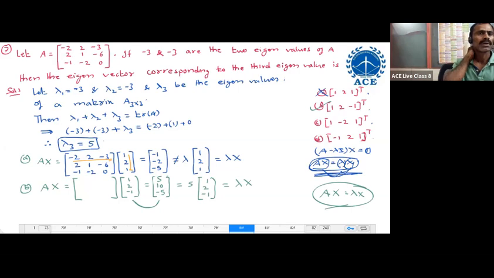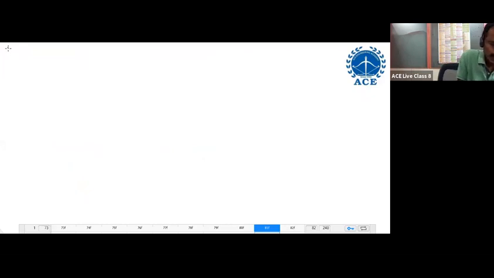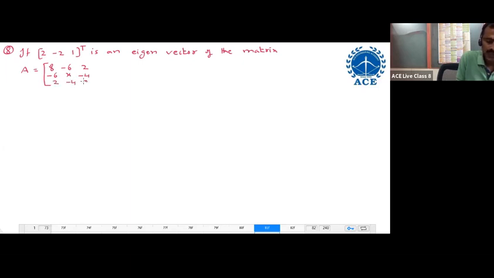Next, problem number 8. If (2, minus 2, 1) transpose is an eigenvector of the matrix A equal to the 3 by 3 matrix with rows 8, minus 6, 2; minus 6, x, minus 4; 2, minus 4, 3, then x equal to what?